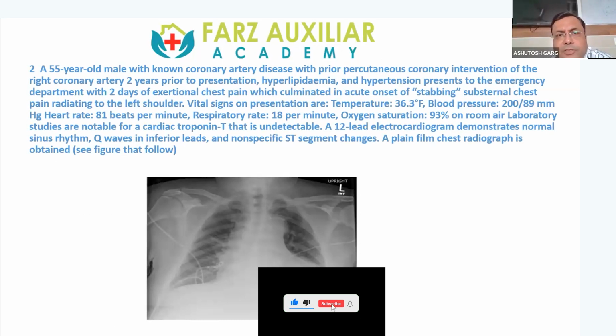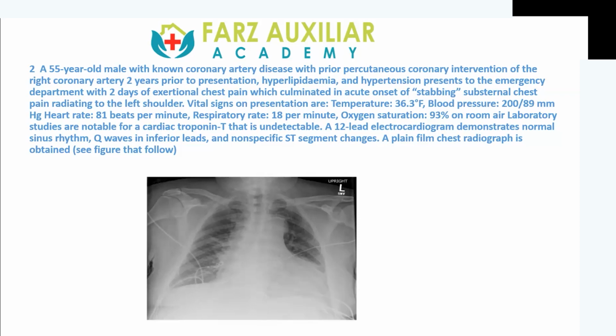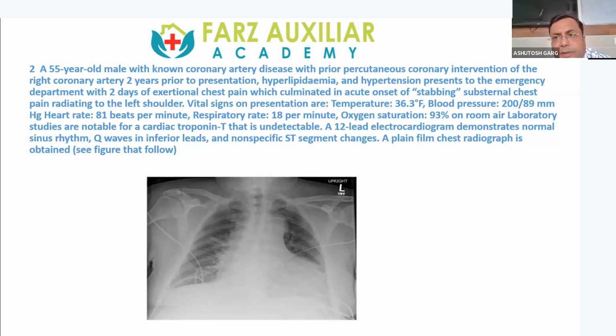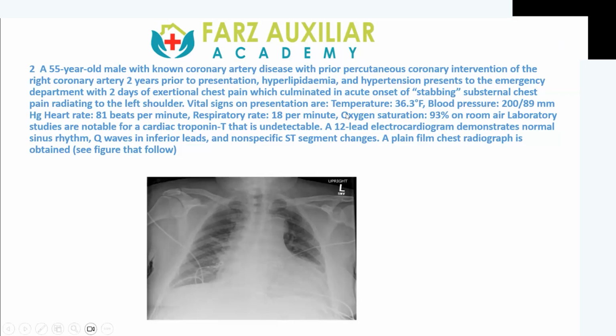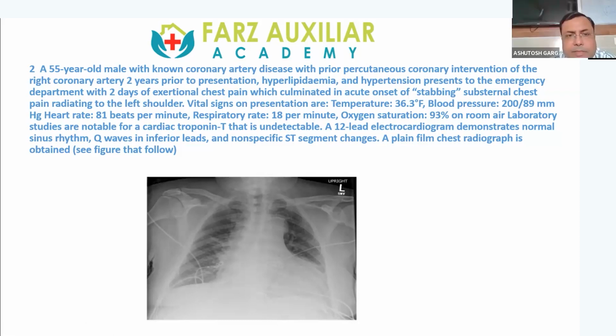You can unmute yourself and discuss if you think like that. Hypotension. Hypotension. So BP is 200/89. Is that in favor of cardiac tamponade? Aortic dissection. Maybe. This is the right answer.